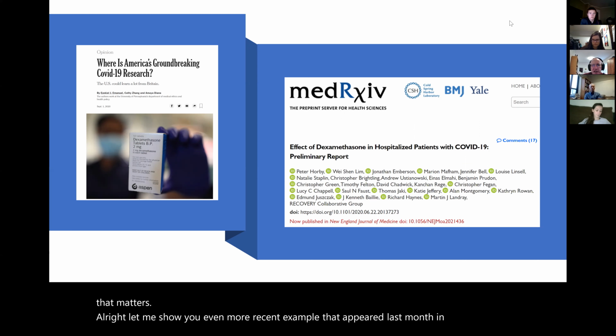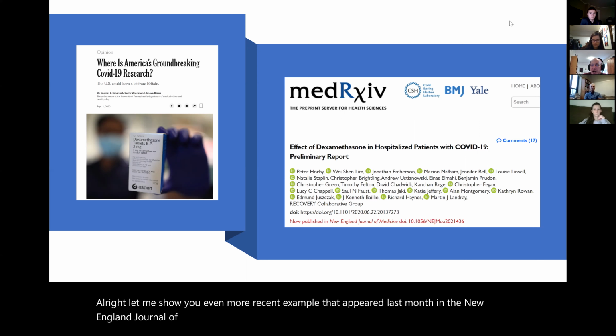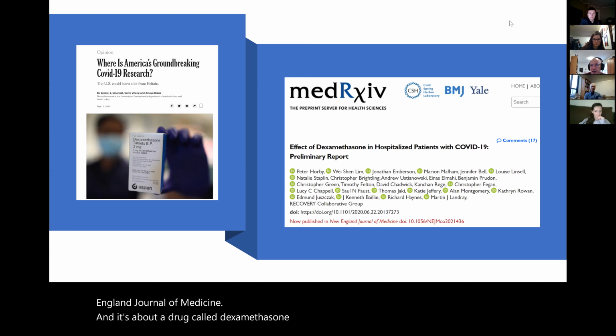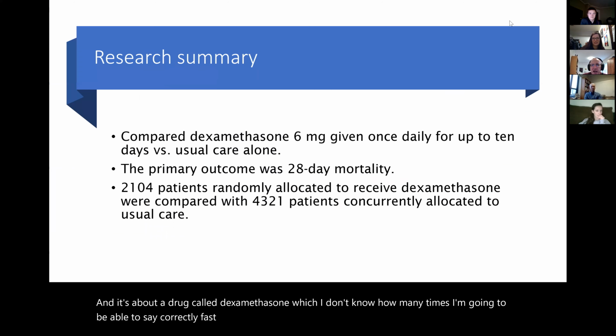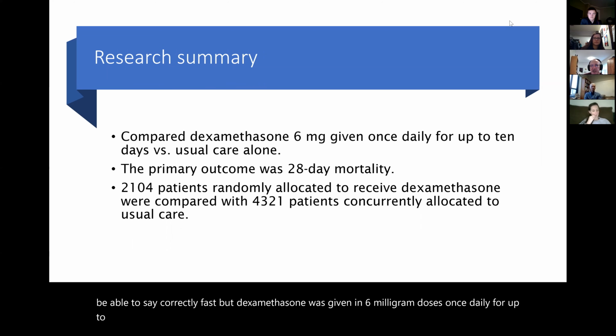All right, let me show you an even more recent example that appeared last month in the New England Journal of Medicine. It's about a drug called dexamethasone, which I don't know how many times I'm going to be able to say correctly fast. Dexamethasone was given in 6 milligram doses once daily for up to 10 days versus just ordinary care.